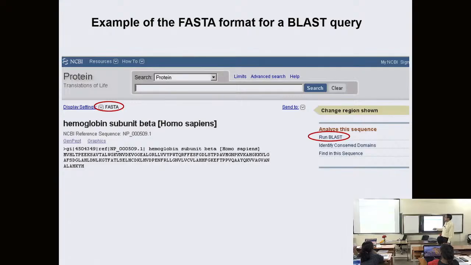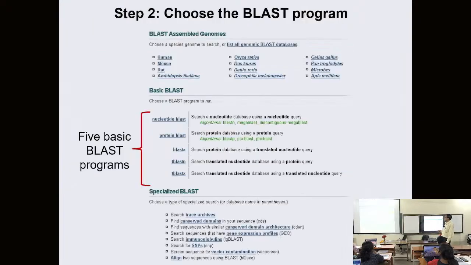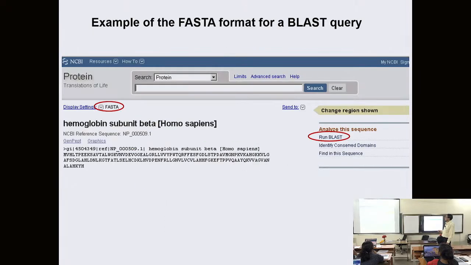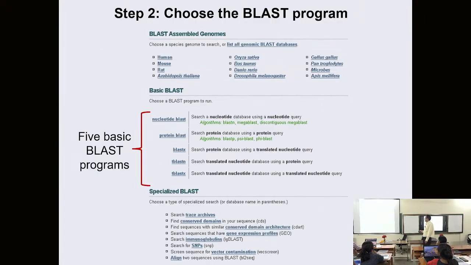Okay, so here is an example FASTA. You will get the FASTA and then run BLAST. I think there is an option to run BLAST from the NCBI website directly. You can run BLAST here. Okay, so BLAST comes in 5 flavors.